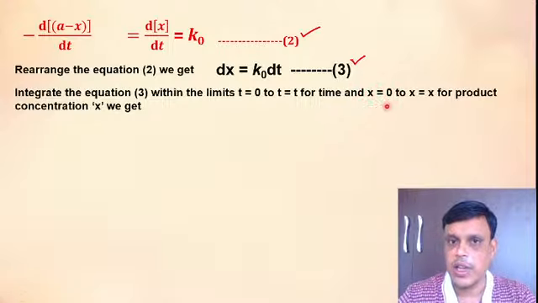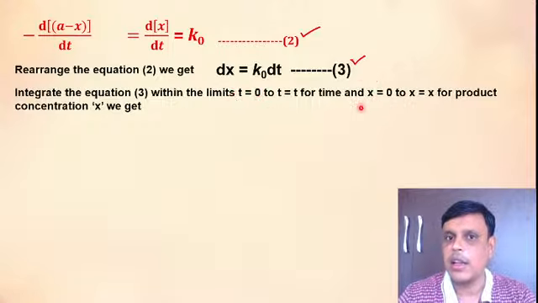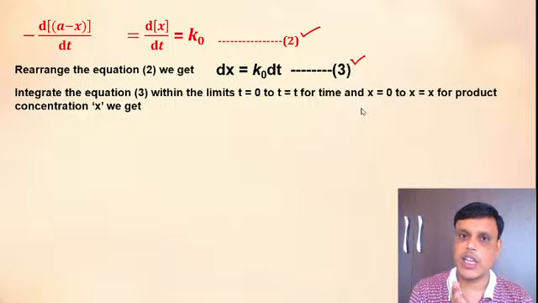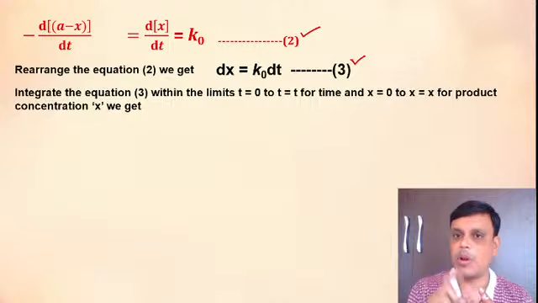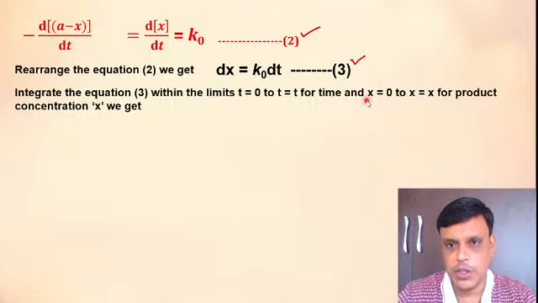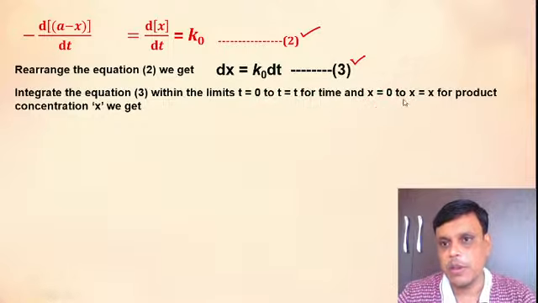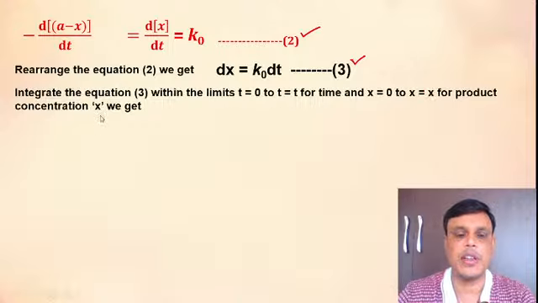This is your product. At time t0, x will be x0. That means the reaction has just started. At that time x, जो कि प्रोडक्ट का कॉन्सेंट्रेशन है, प्रोडक्ट के नंबर ऑफ मोल्स, वो कितने होंगे, जीरो ही होंगे. At time t equal to 0, x will be 0, and at time t, x will be x for the product concentration x.